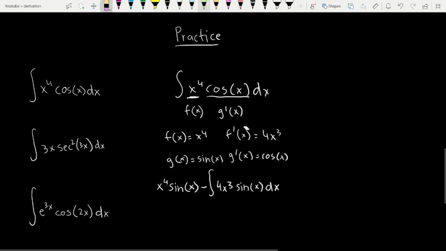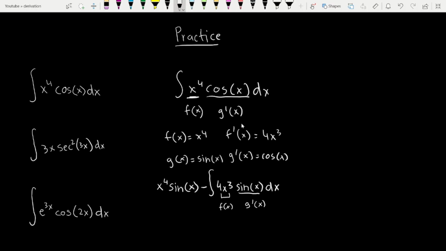So I have my same strategy. I know if I differentiate this x to the power 3, it's going to keep on getting simpler and simpler and simpler. So I'm going to stick to that. I'm going to differentiate this. And so this is what I'm going to integrate. This really doesn't matter. The sign really doesn't matter that much because it's just going to keep on alternating: sine, cos, sine, cos, sine, cos.